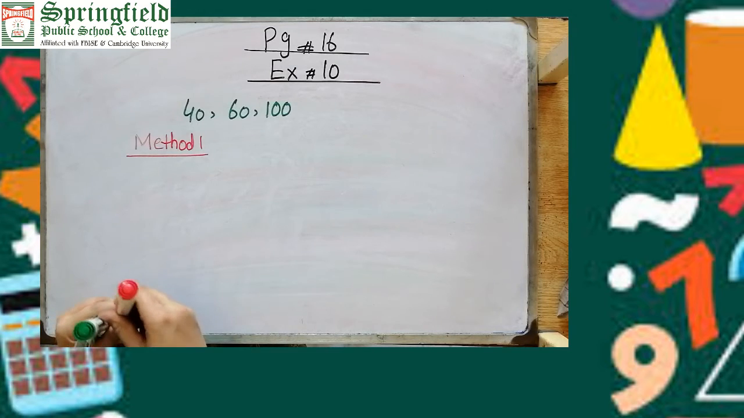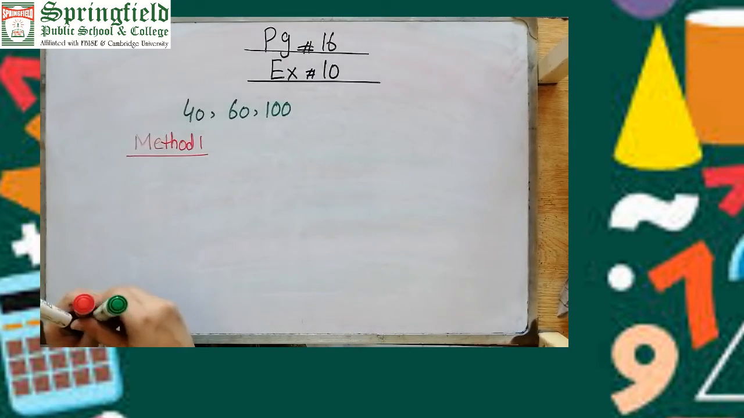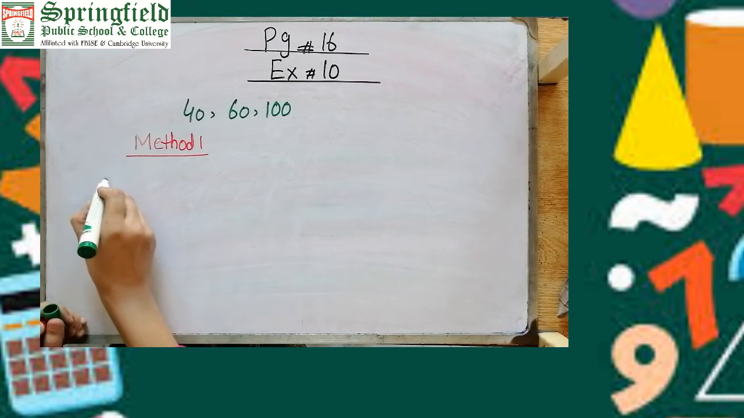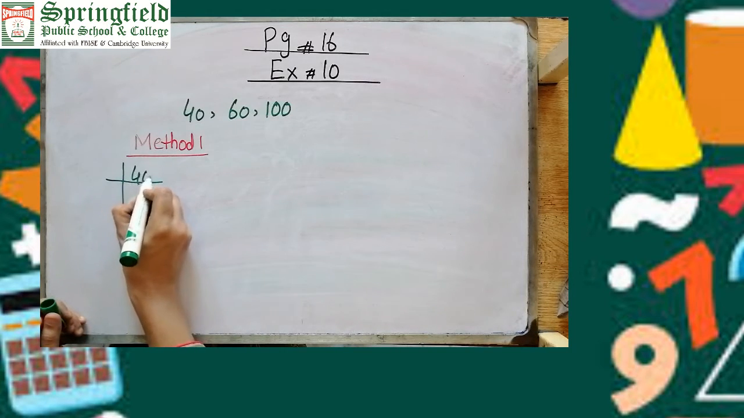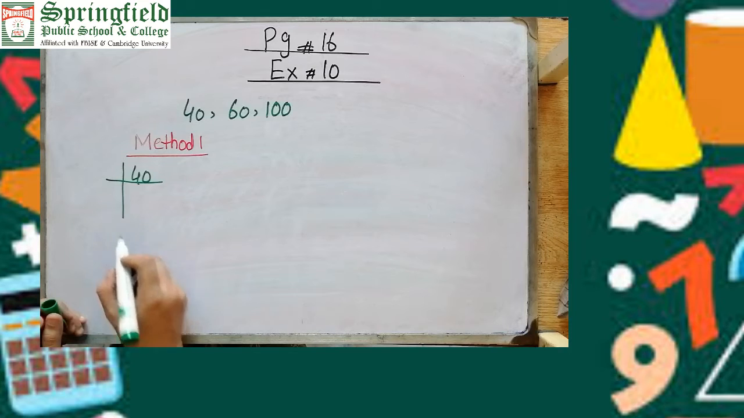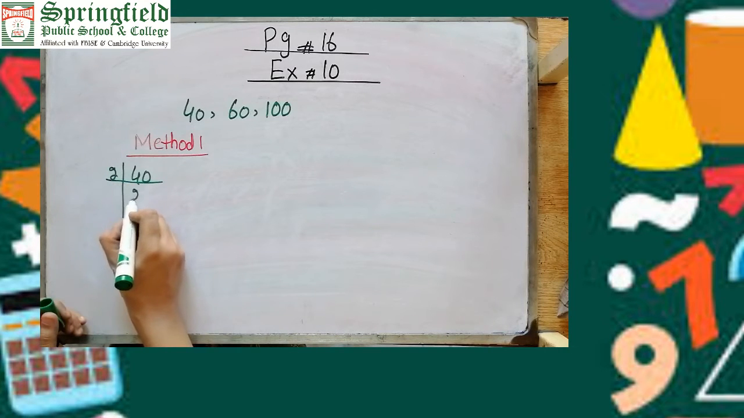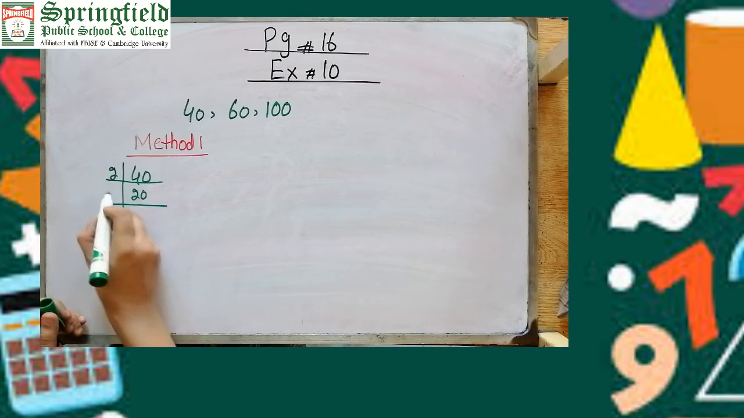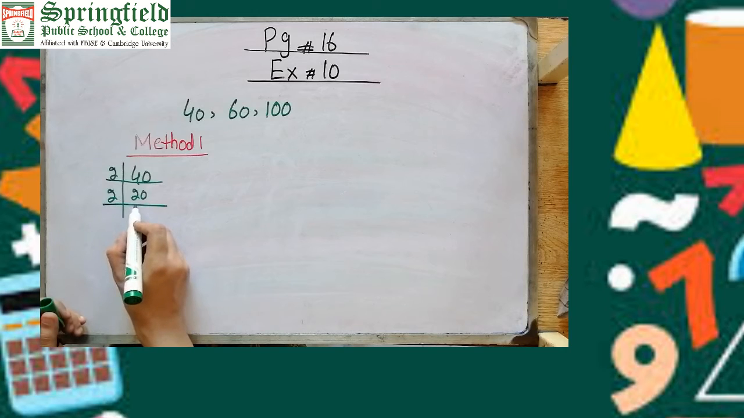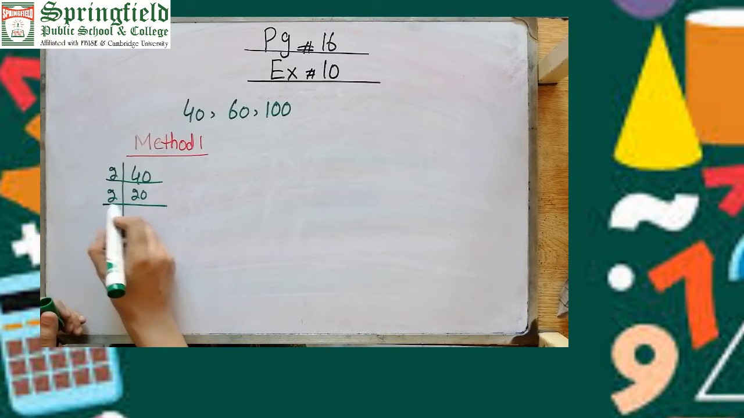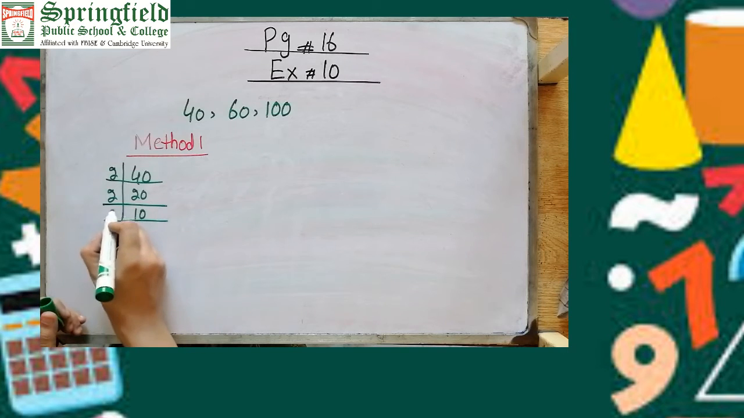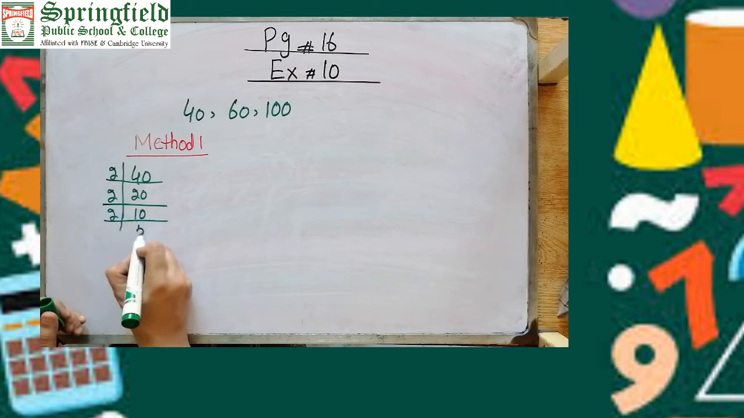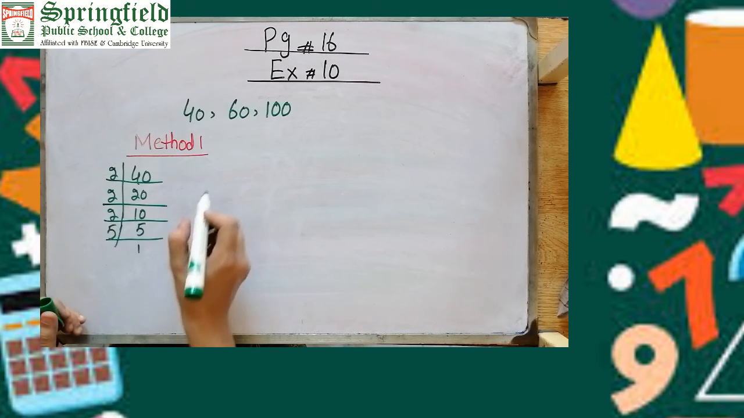In method number 1 we will find the factors of 40, 60 and 100 individually. First we will find the factors of 40. We will start from the table of 2. 2 20s are 40. Again table of 2, because 20 can be divided by the table of 2. 2 10s are 20. 2 5s are 10. And 5 1s are 5.